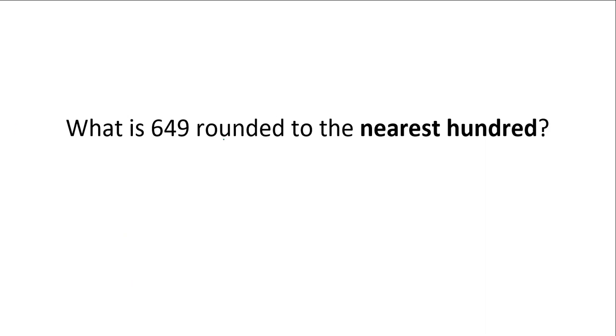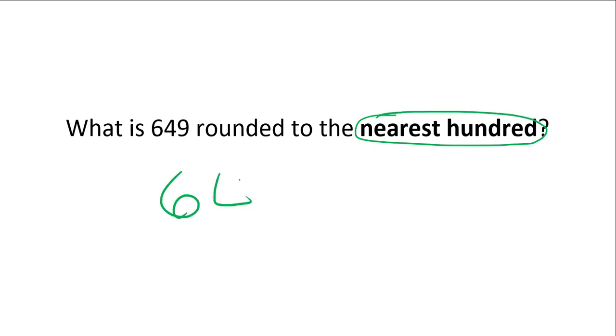What we're going to do is round 649, this time to the nearest 100. Can we do it? Yes, we can. 649. Let's underline the digit in the hundreds place, right? So this is ones, tens, of course, and this is hundreds. Now, if we're underlining the digit in the hundreds place, we're underlining the 6.